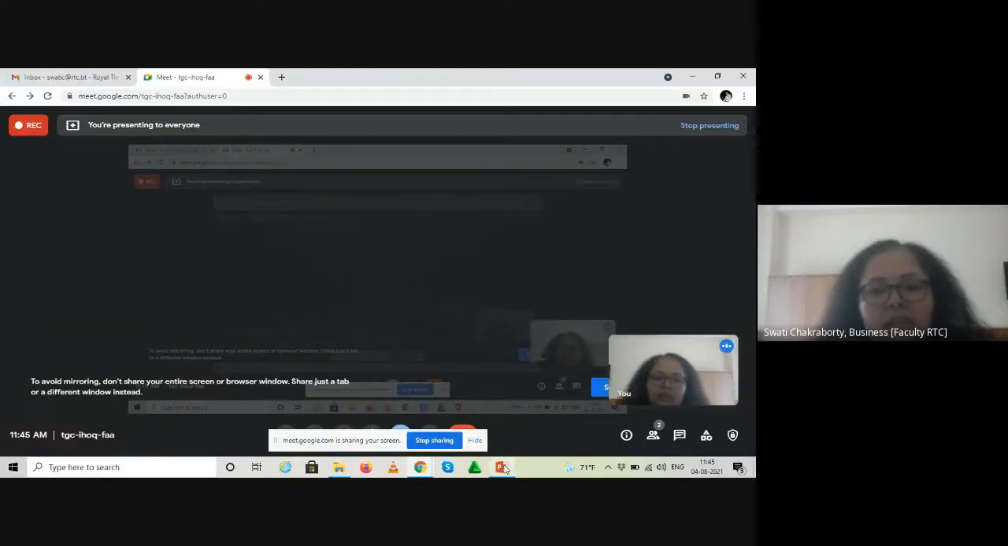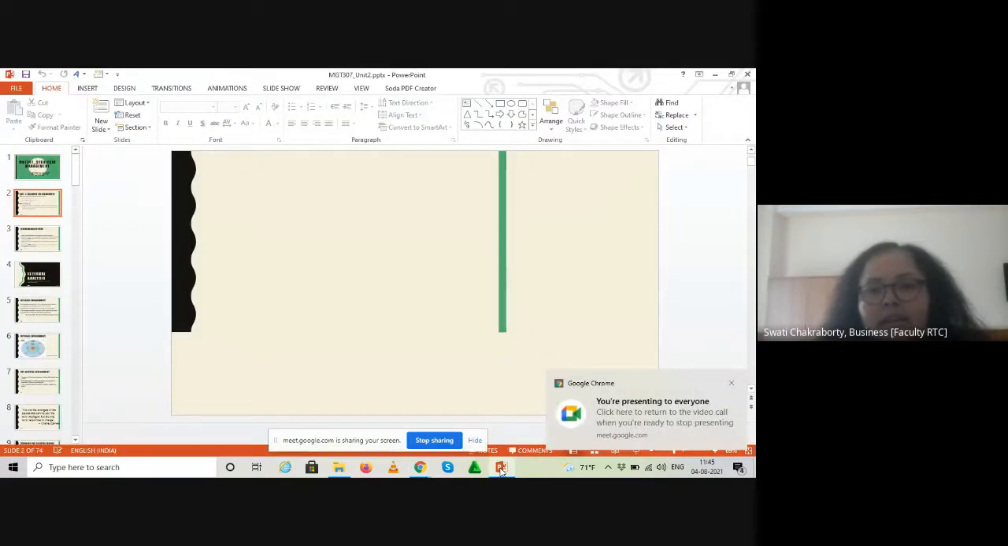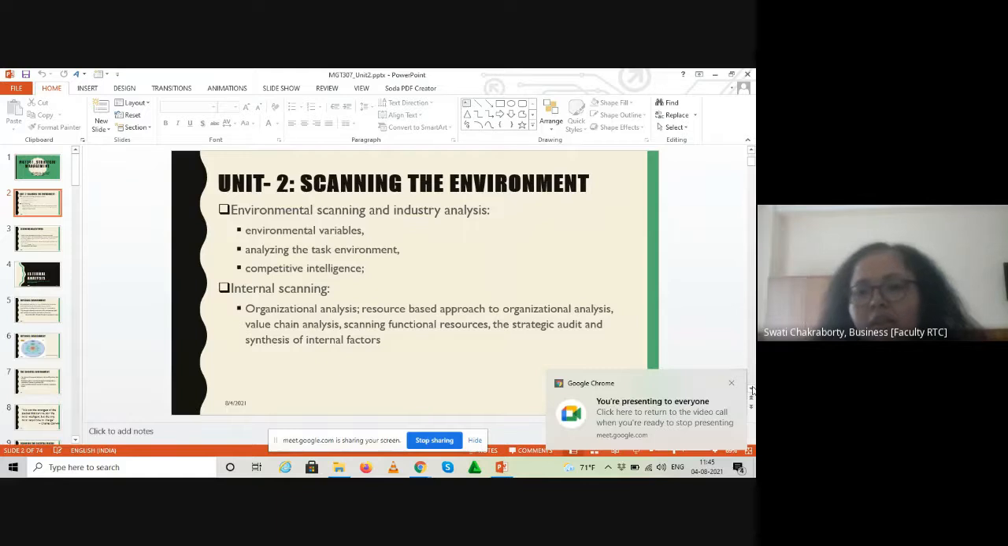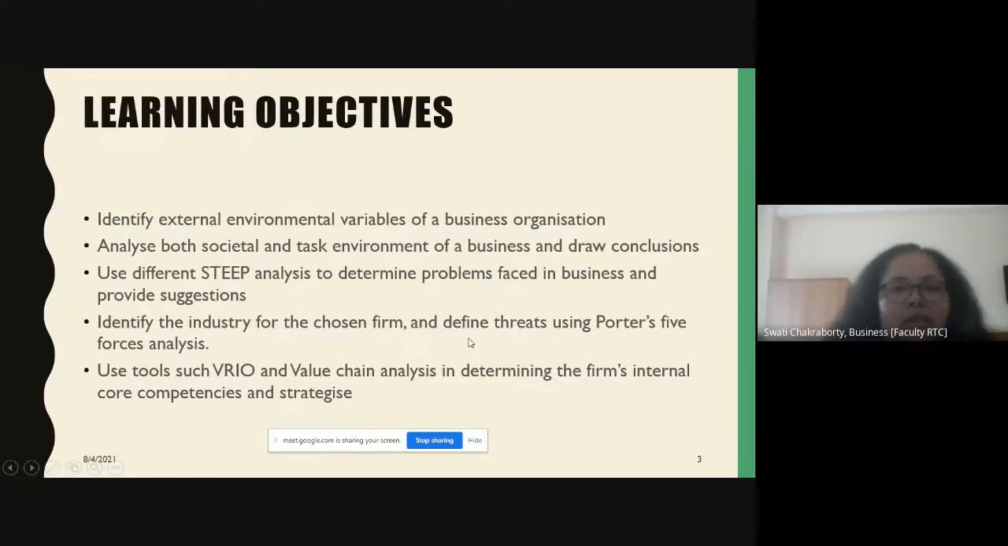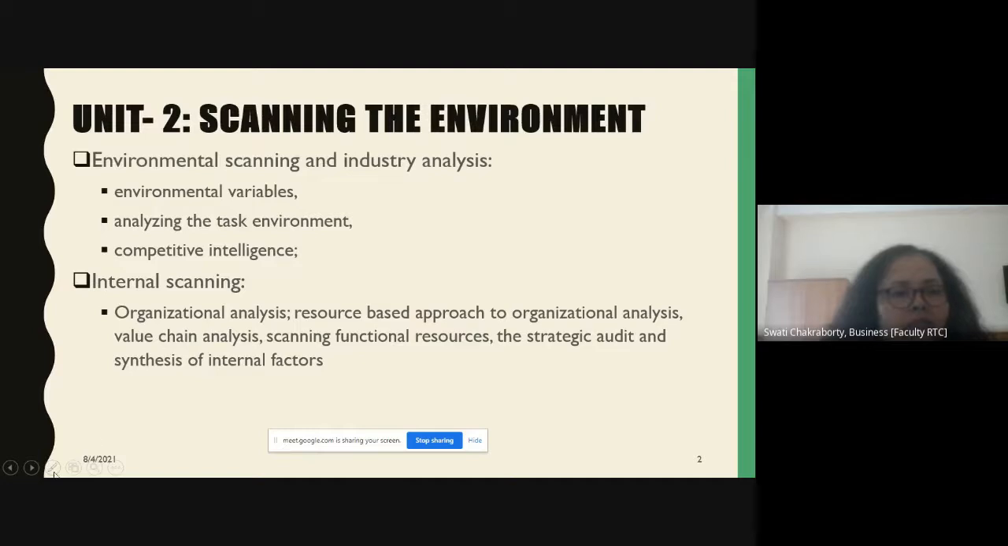Okay, good morning, class. What we're going to do is start our second unit, which is scanning of the environment. These are the topics that we have up here. That is environmental scanning, where we talk of external scanning and industry analysis. The second part is where we talk of internal scanning.